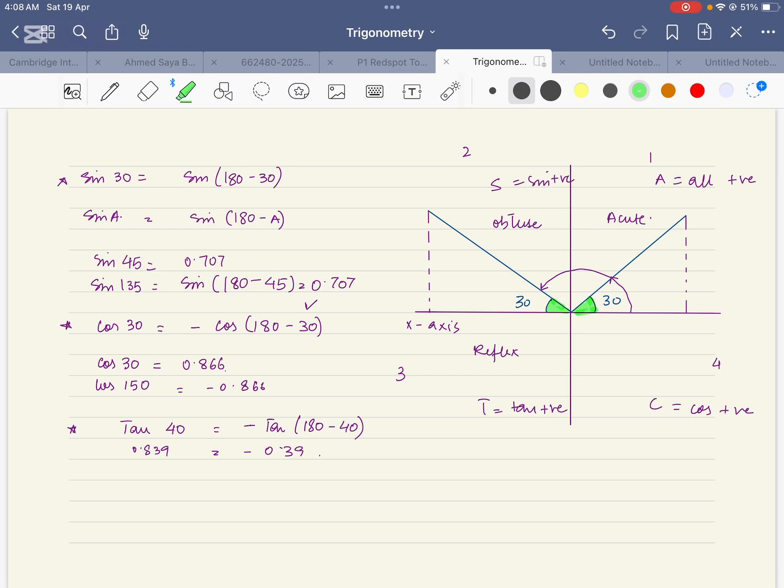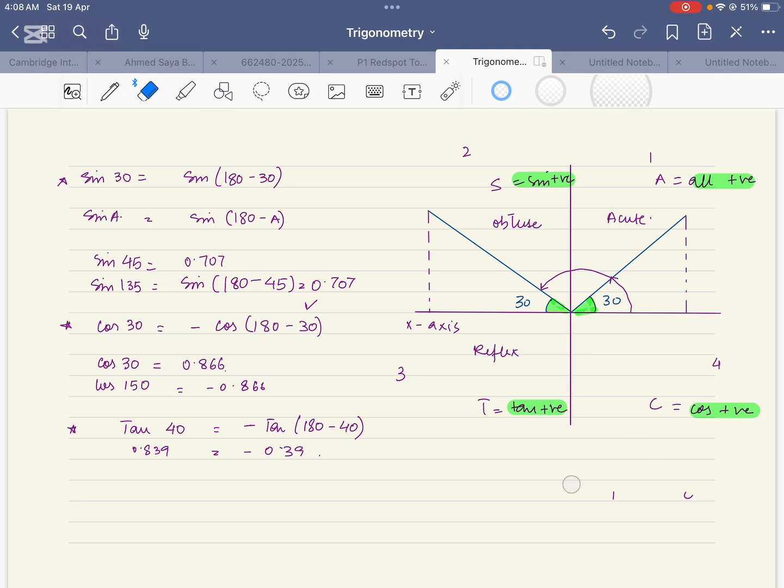We need to know which trigonometric ratios are positive in which quadrant. In the first quadrant, all are positive. Second quadrant, only sine is positive. Third quadrant, tan is positive. And fourth quadrant, cos is positive. How do we remember it? We remember it like this: C-A-S-T, CAST, starting from the fourth quadrant.